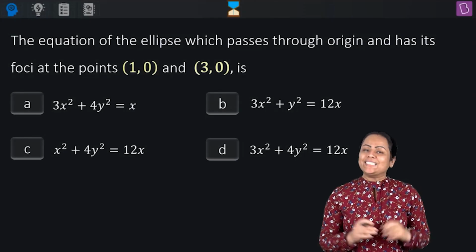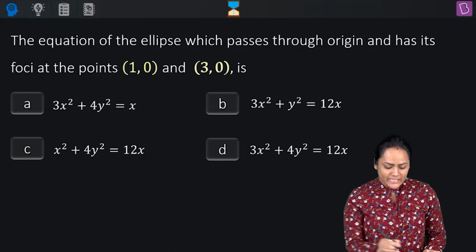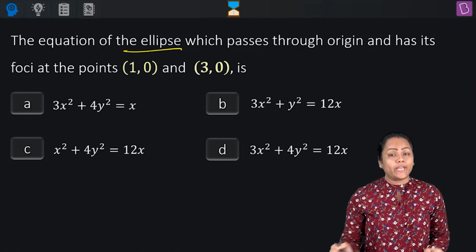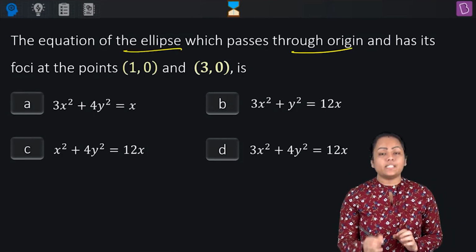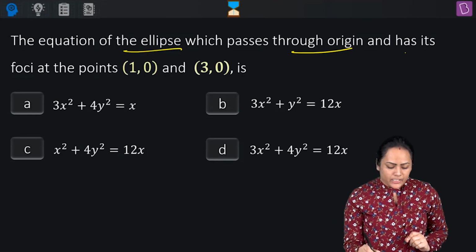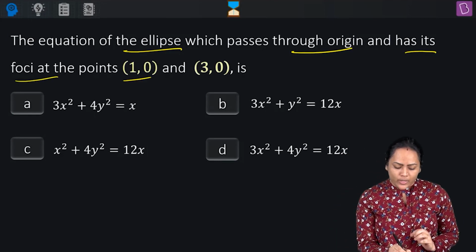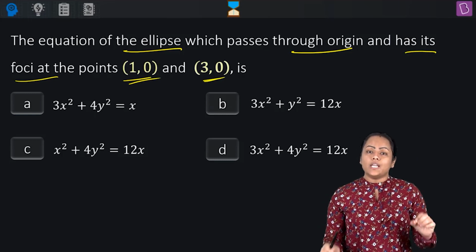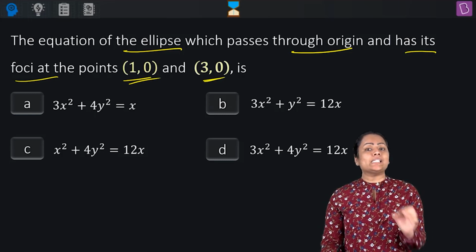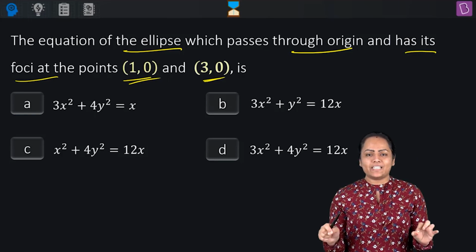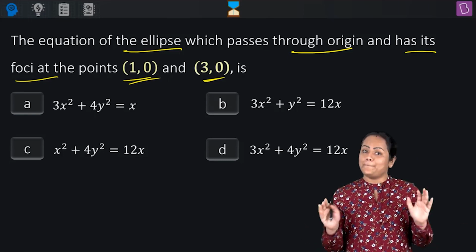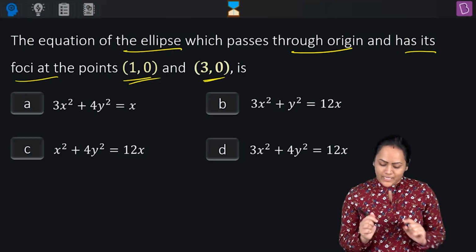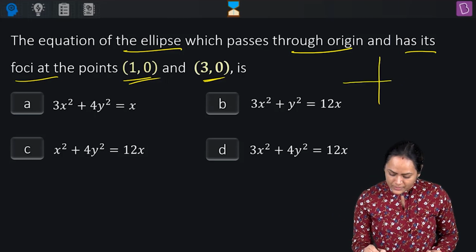Well, moving further in this question, what they have said, they have asked to find equation of the ellipse which is passing through origin and its foci have the coordinates (1, 0) and (3, 0). They have given us 4 options here. Now guys, foci is lying on x-axis, isn't it? So that is going to be the major axis for me, right? That means I'll have a horizontal ellipse something like this.